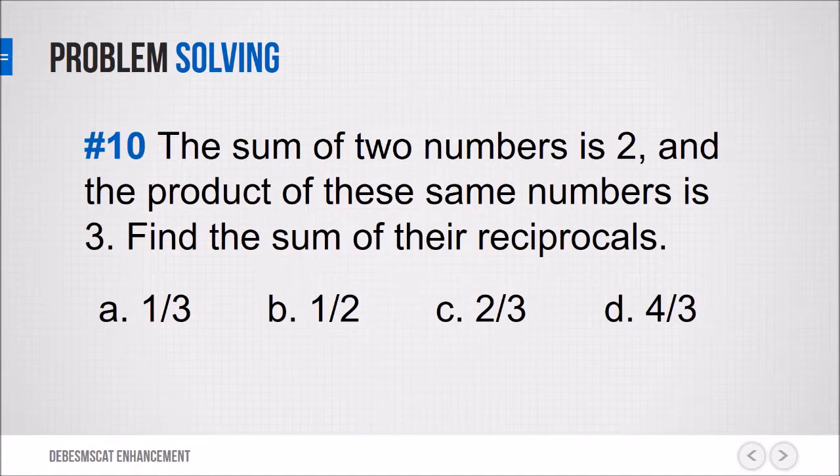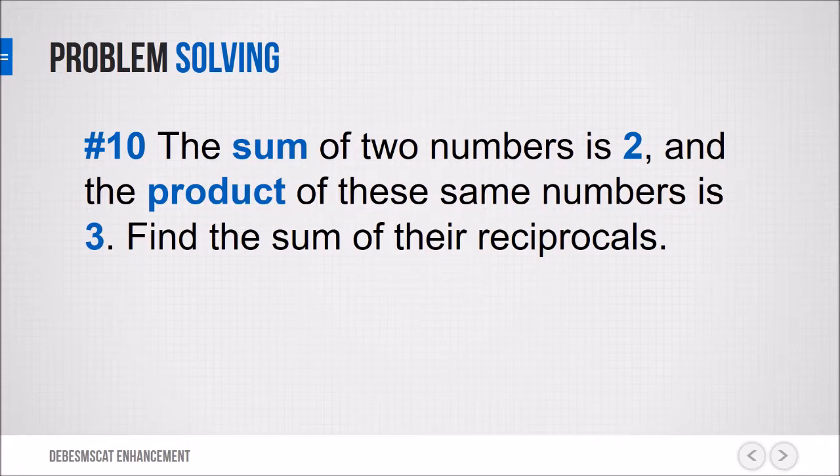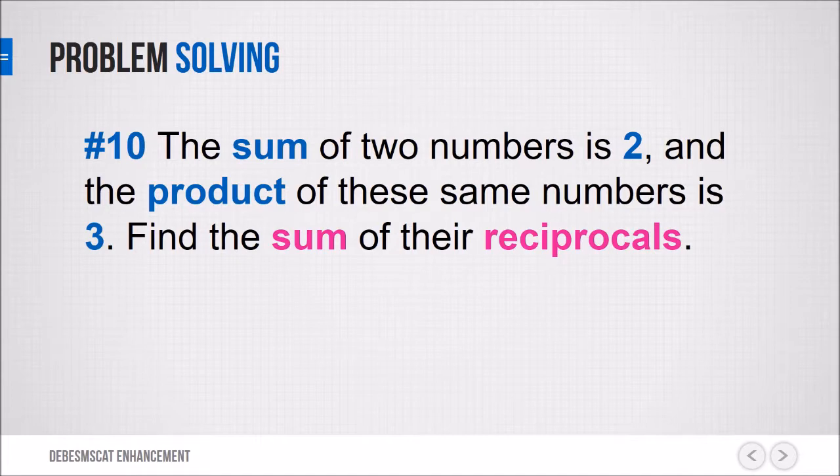Now we have the sum of two numbers, which is 2, and the product of the two numbers is 3. And then we have what's required, and that's the sum of the reciprocals. For this type of problem, the initial strategy is to create an equation out of what's given. Often, if there are two unknown numbers, we're only required 2 equations in order for us to identify the value of each unknown.